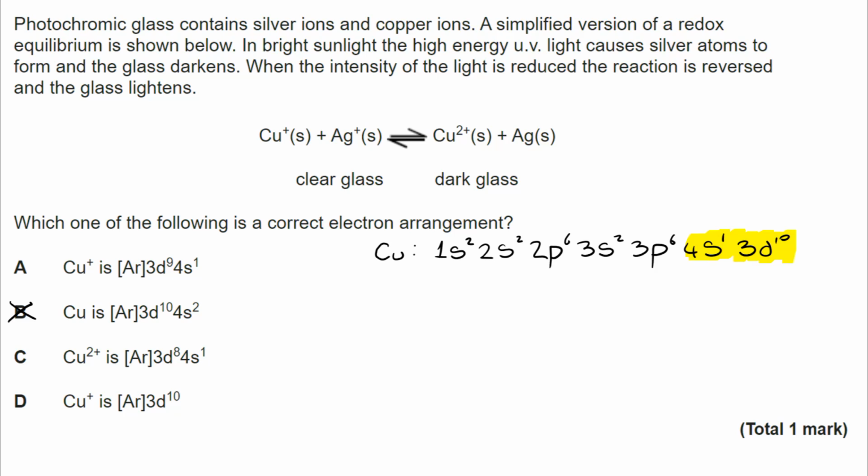Now once again I've put in the copper atom electron configuration 4s1 3d10, and once again it's absolutely vital that you remember that the one electron that's been lost here is being lost from 4s. We fill 4s first, but we empty 4s first as well. So the correct answer is D.